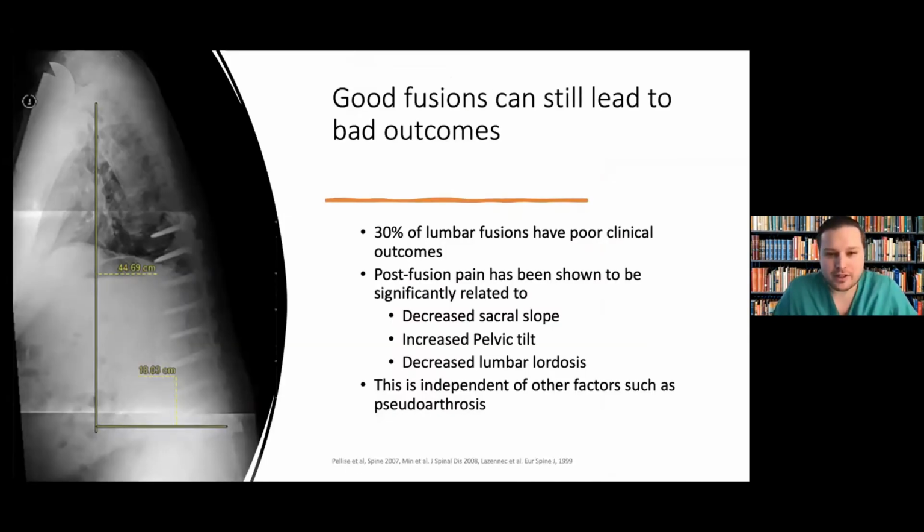So another issue is that one of the goals of the procedure is to achieve a good fusion. And even when you achieve a fusion, you can still have a poor clinical outcome. In this paper, they found that 30% of lumbar fusions still had a poor clinical outcome. And they found that this was mostly related to pelvic parameters, with decreased sacral slope, increased pelvic tilt, and decreased lumbar lordosis. And so this is something we would view as a successful surgery, but the outcome is far from that.